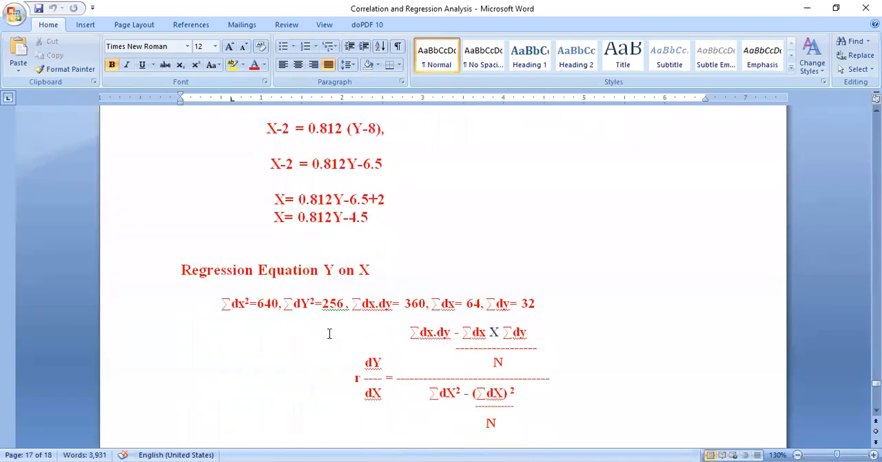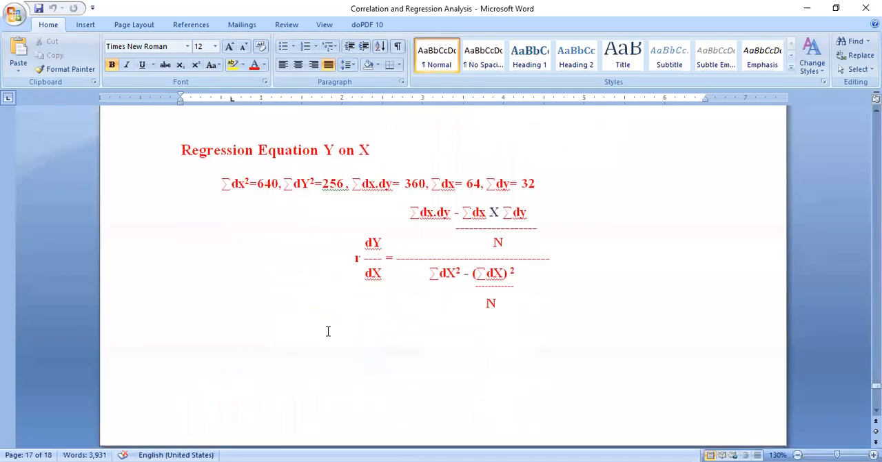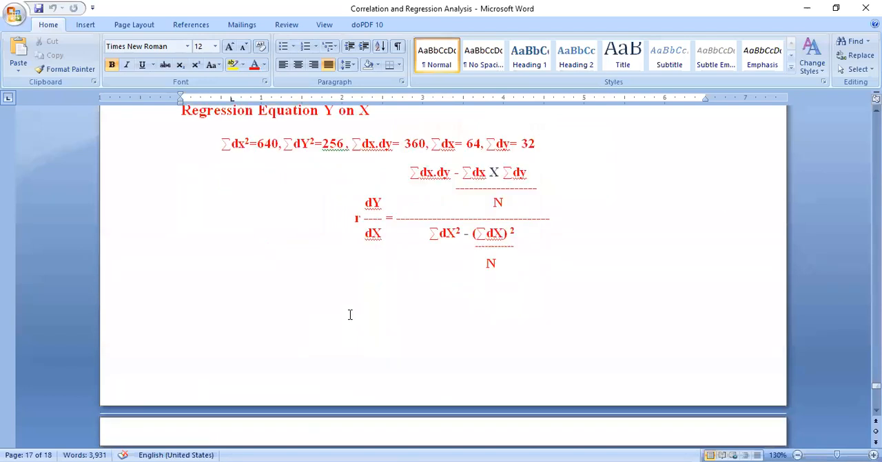The value is 0.812. Then after completion of this one, go for the regression equation y on x. The same procedure we are following, but with a slight change in the formula. Sigma dx square is equal to 640. The same thing we are following in this case also, then r into dy divided by dx.